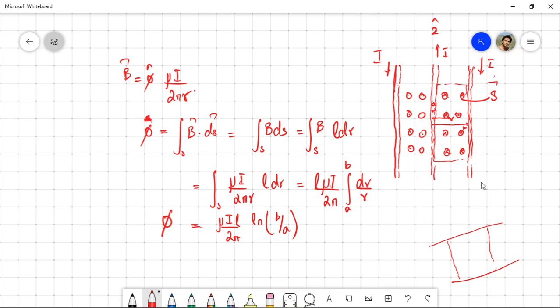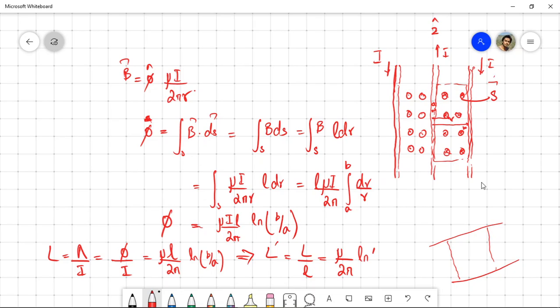He wanted us to calculate the value of self-inductance. We have found the value of phi. The self-inductance is the magnetic flux linkage divided by I, and in this case the magnetic flux linkage is equal to the magnetic flux. So we put in the value here, the I will cancel, and we'll have mu L over 2 pi times natural log of B over A. And the next thing he told us to calculate is the self-inductance per unit length. So that is going to be capital L over small l. So we'll have mu over 2 pi times natural log of B over A. So this will be the value of self-inductance for a coaxial cable.